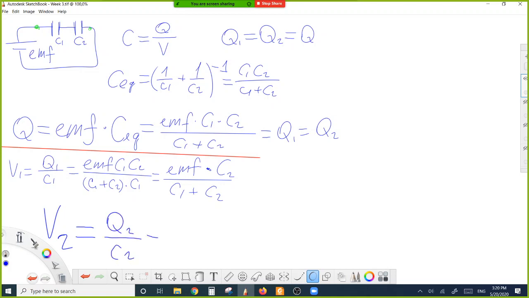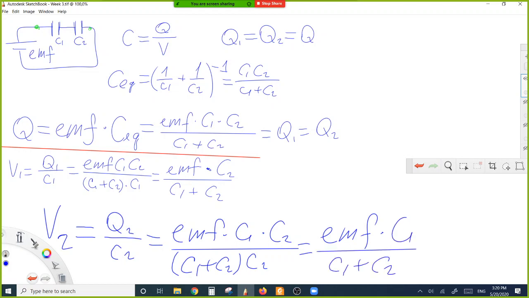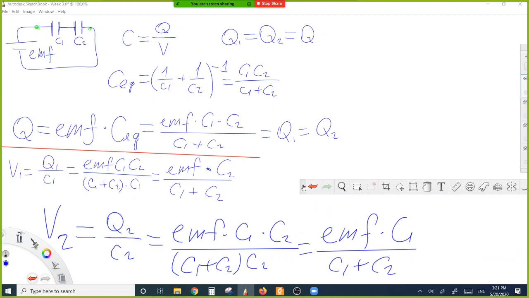Q2 over C2, which is electric motive force multiplied by C1 multiplied by C2 over C1 plus C2, over C2. C2 simplifies. We have electric motive force multiplied by C1 over C1 plus C2. Well, we found the voltage across capacitors C1 and C2. Now let's see the next example.